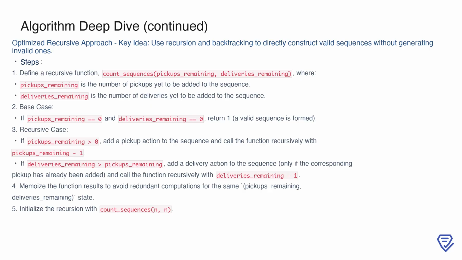To avoid redundant computations, the results of each state, (pickups_remaining, deliveries_remaining), are memoized. This eliminates repeated work and drastically reduces the computational complexity. By initializing the function with count_sequences(n, n), we can efficiently count all valid sequences.